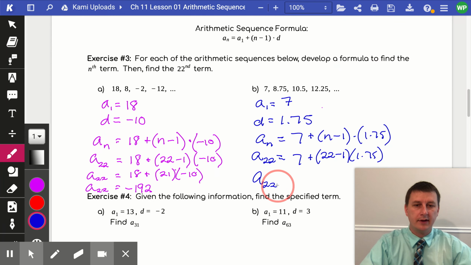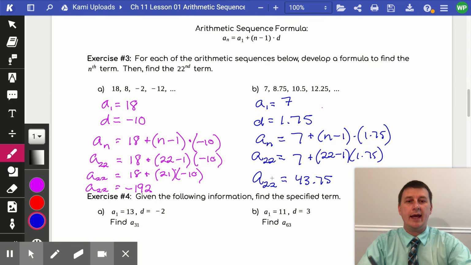And again, if we wanted to simplify this whole thing at once, we could do that. So we could arrive at our answer by putting in 22 minus 1 is 21. We're going to do 21 times 1.75 because of our order of operations. And then we're going to add 7 to that and get our answer of 43 and 75/100ths. 43.75 is our 22nd term. And again, if you wanted to add 1.75 onto this sequence over and over until you got to the 22nd term, I guarantee that you would arrive at 43.75.